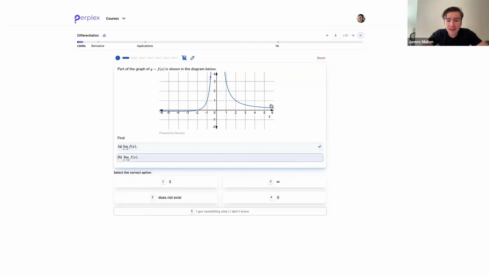Now, as x goes to infinity, I'm noticing that this line is leveling off and flattening out. It's actually going to form a horizontal asymptote at y is equal to 0, so the limit is going to be 0.